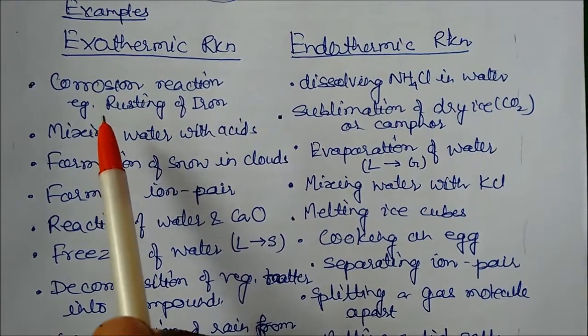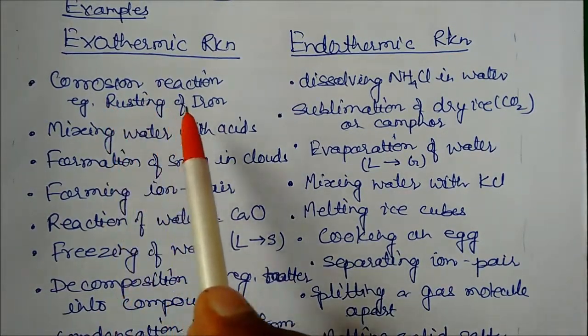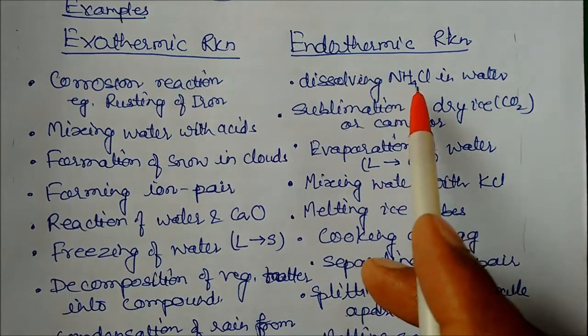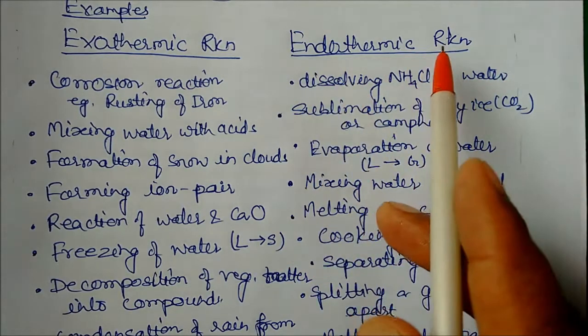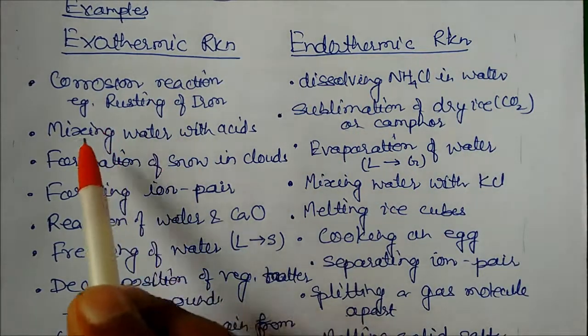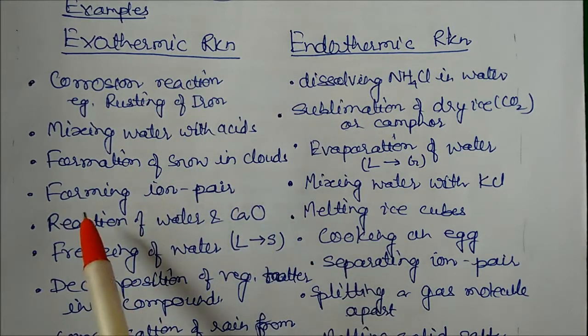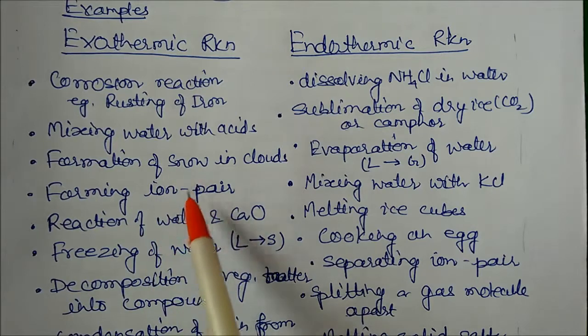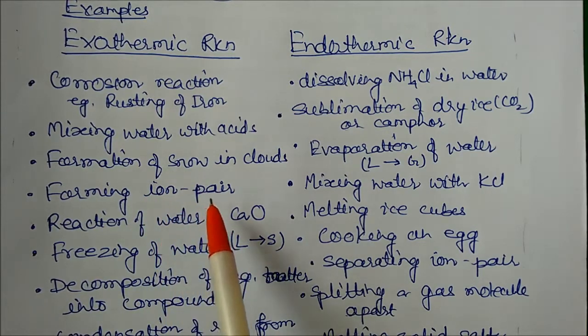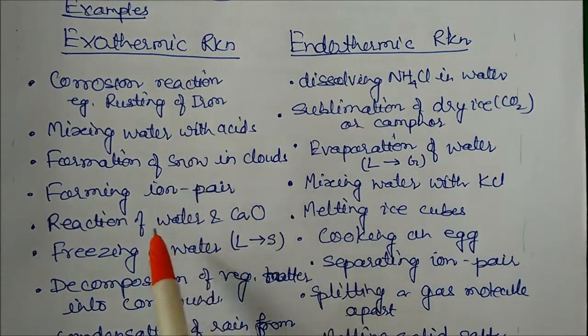You can see, corrosion reactions, rusting of iron, and dissolving ammonium chloride in water are endothermic reactions. Let us see all here. Mixing water with acids is an exothermic reaction. Formation of snow in clouds, formation of ion pairs. In an ionic compound, when ions form a pair, this is called an exothermic reaction.